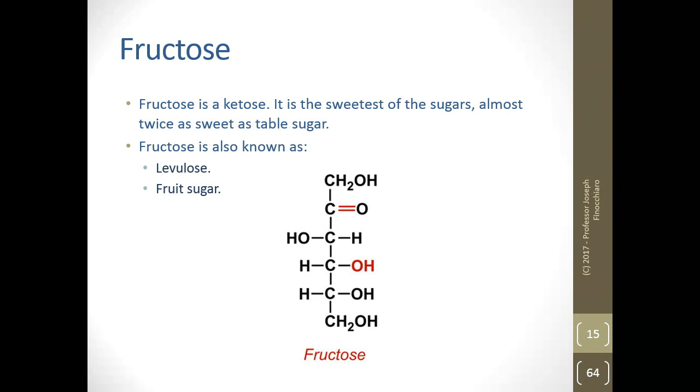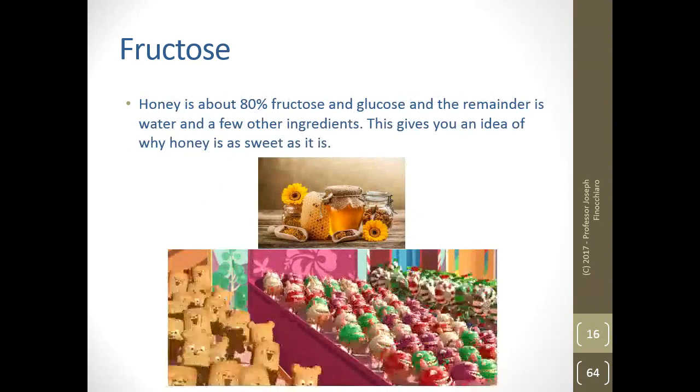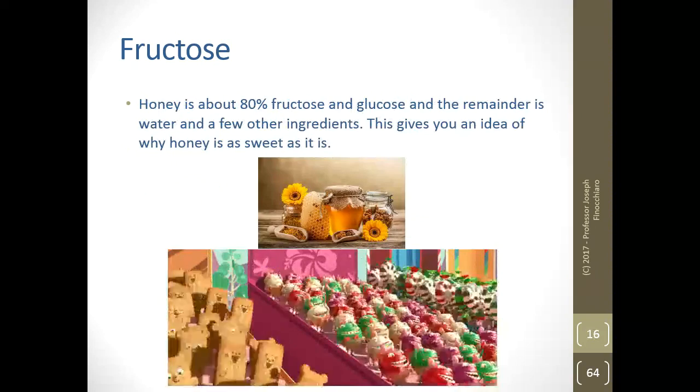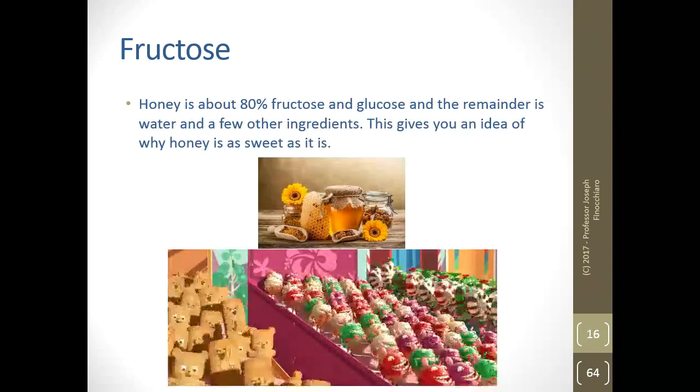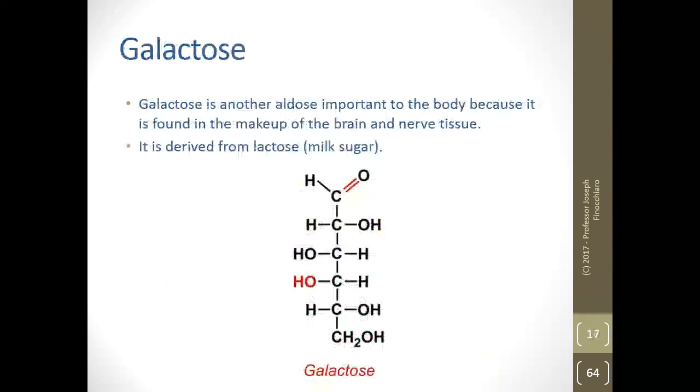Fructose is a ketose. It is the sweetest of the sugars, almost twice as sweet as table sugar. Fructose is also known as levulose and fruit sugar. Honey is about 80% fructose and glucose. The remainder is water and a few other ingredients. So this should give you an idea of why honey is as sweet as it is.